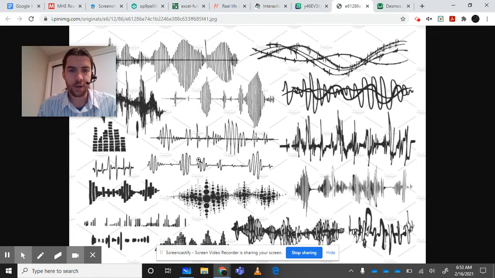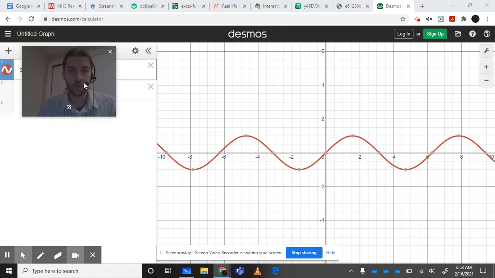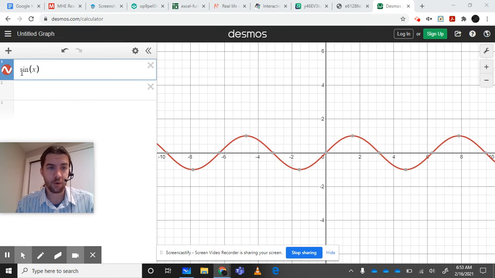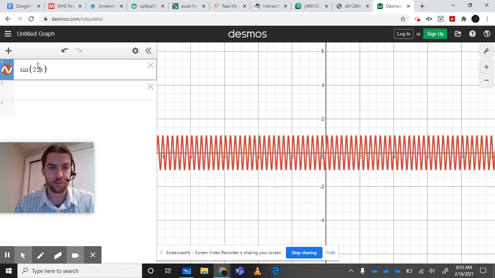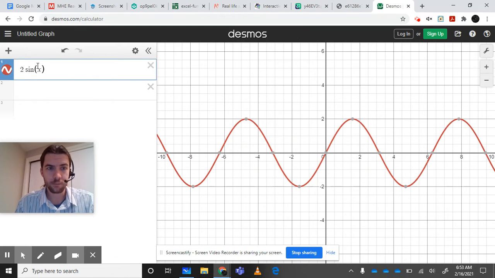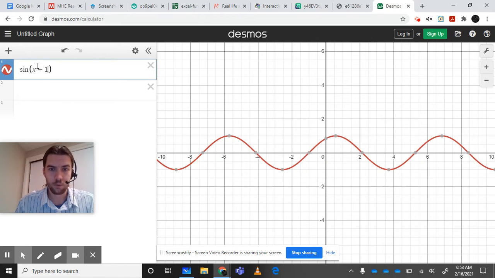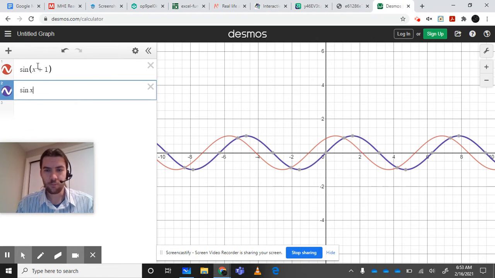So these vibrating motions are created by putting together different waves. We can have a function that's the sine of x, and it'll make a wave. And we can change that into different waves by messing around with the function. I can make the waves really short. I can make the waves bigger. I can move them around. I can shift them left or right.